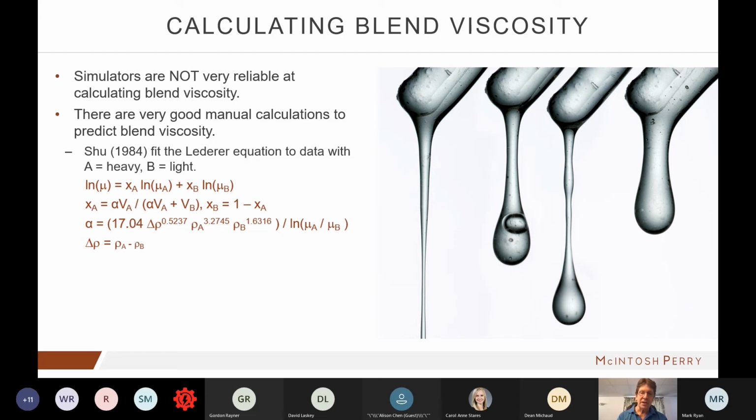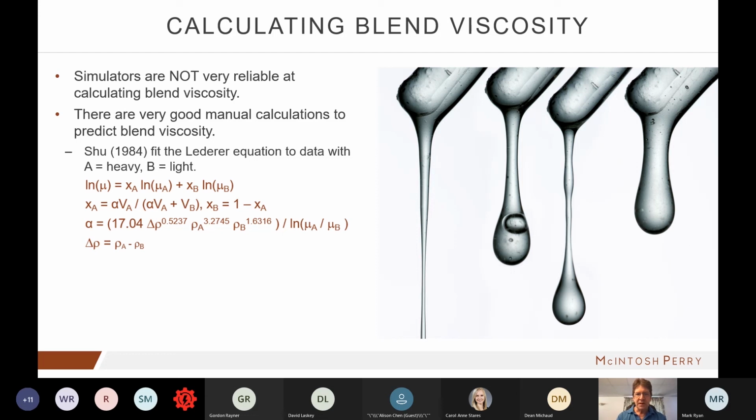It's not uncommon, actually, if you look at how to calculate liquid viscosities. The trick is what is X? And it is a modified volume fraction here, and it's modified with something called alpha. And alpha was something that Shu came up with totally empirically.